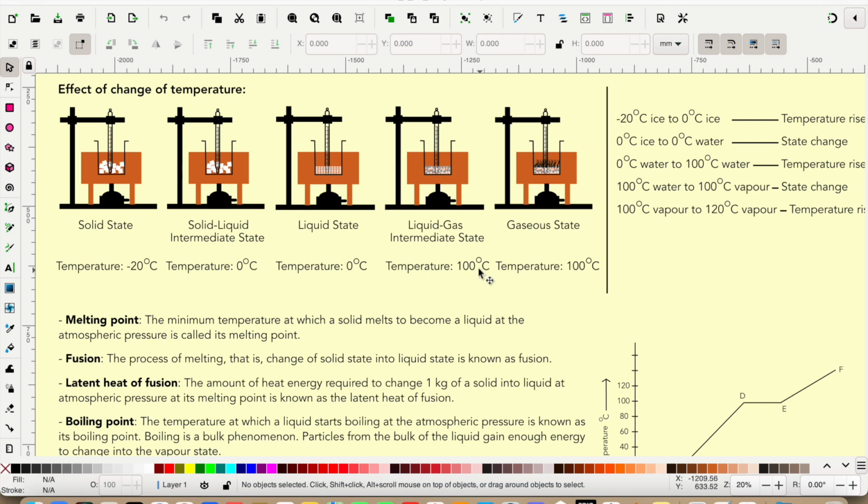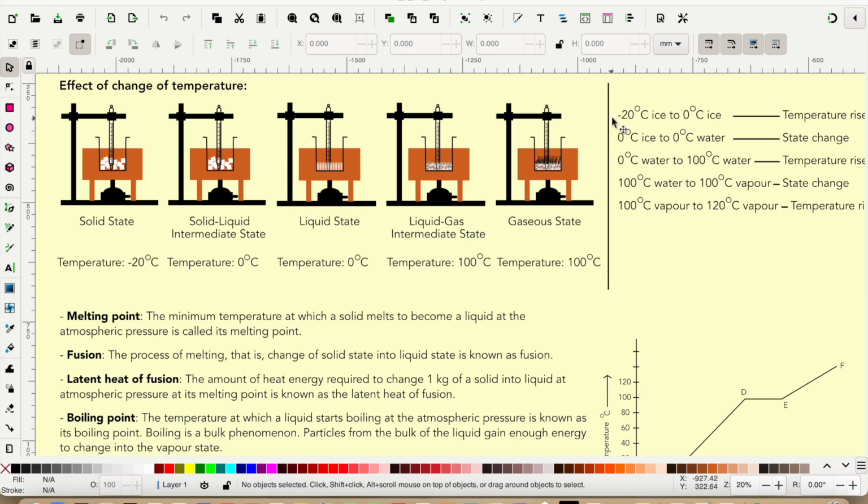Similarly, at 100 degrees centigrade, water starts boiling. Temperature remains constant at 100 degrees centigrade till the whole water boils and water changes to vapor, that is, liquid changes to gas. Whole process is summarized on the right.